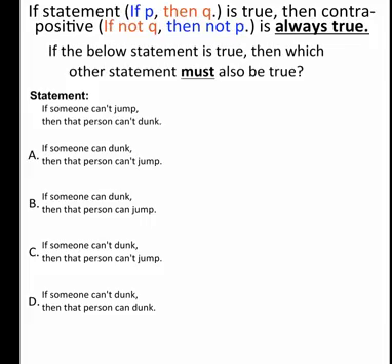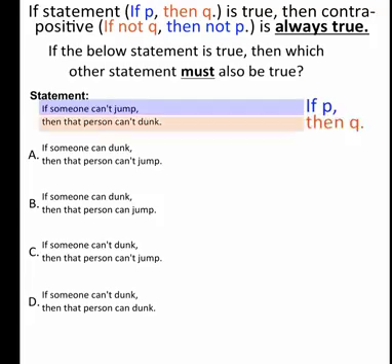So to solve this problem, I'm going to first go through my statement and figure out what P and Q are. Then I'm going to go through my four other possible answers and see if I can find which one is if not Q then not P, and is therefore my contrapositive and must be true. If someone can't jump, that's my P statement, then that person can't dunk. That's my Q statement. Now I'll point out that both of these statements have not in them. If someone cannot jump, can't is just a contraction for cannot, then that person cannot dunk.